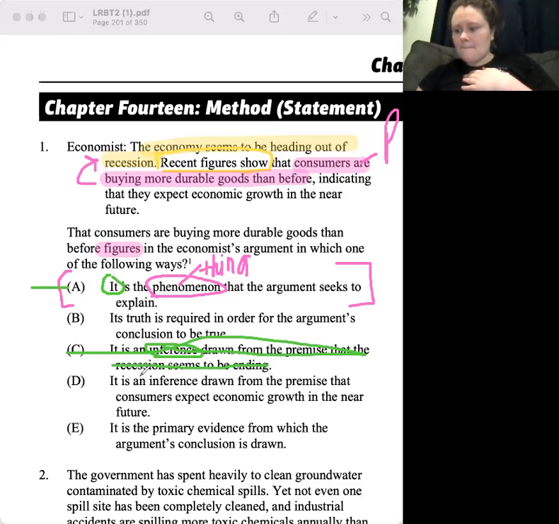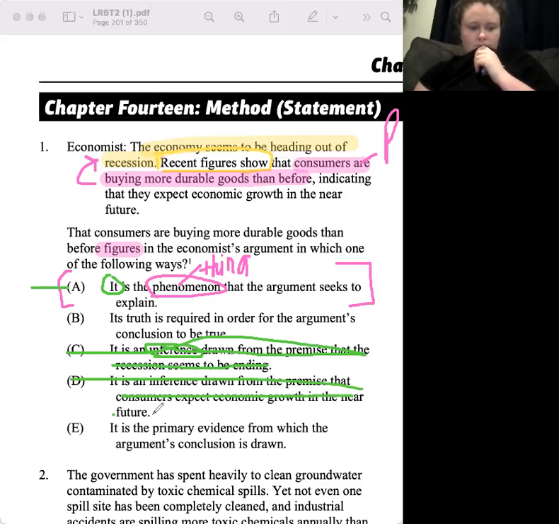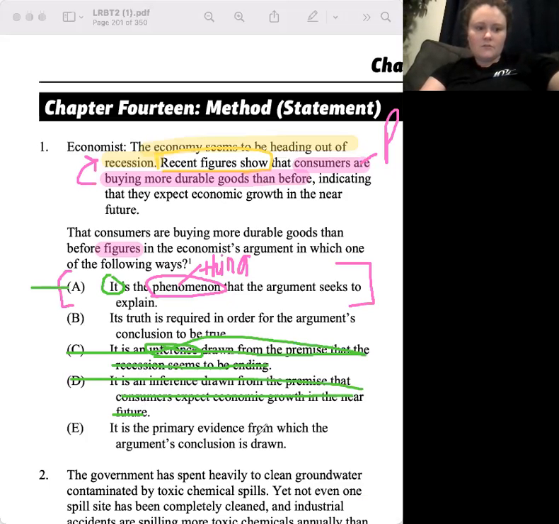D: it is an inference drawn from the premise that consumers expect economic growth in the near future. No, I would say it's not D either. Perfect. And then E: it is the primary evidence from which the argument's conclusion is drawn. I would keep that and then look back at B. It's true because we thought, in order for the argument's conclusion to be true. I would choose E and then cross off B.